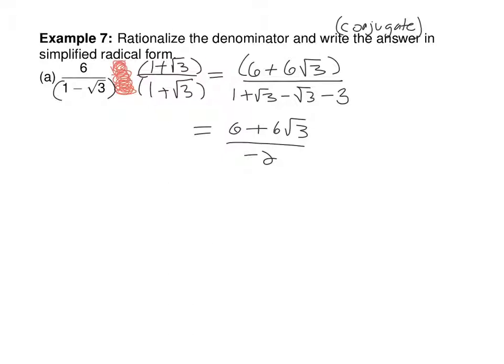Awesome. And you've all heard of the distributive property for multiplication, right? There's also a distributive property for division. That's what that big fraction bar means. It means divide both pieces by negative 2. So divide the 6 by negative 2, which is negative 3. And then 6 root 3 divided by negative 2 is just minus 3 root 3.